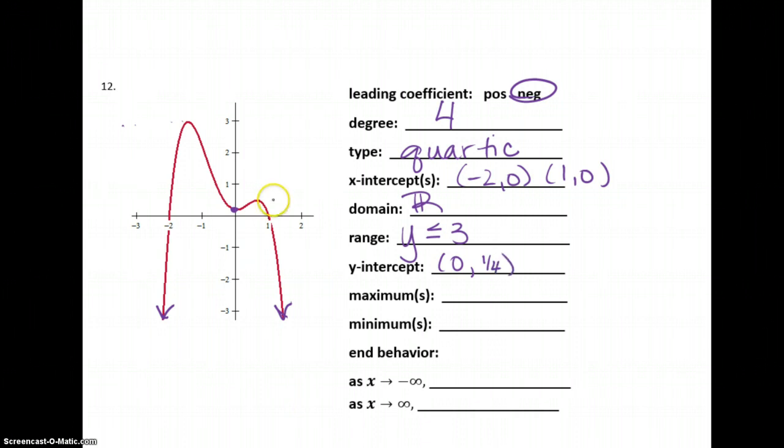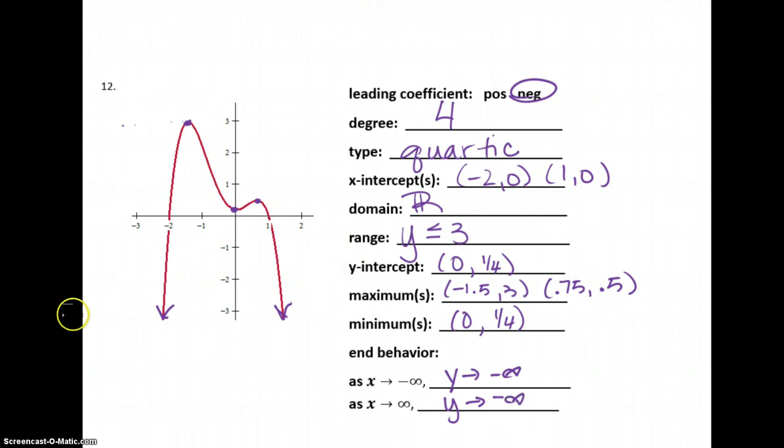And then we'll write the coordinates of our maximum, so our peaks. We've got one here, it looks like -1.5, 3, and one right here. We'll call that 0.75, 0.5. And our minimum right here, which is the same as our y-intercept, 0, 1/4. Let's check out our end behavior. Both of our arrows are pointing down, so on the left-hand side, as x goes to negative infinity, y goes to negative infinity. On the right, as x goes to infinity, y also goes to negative infinity.